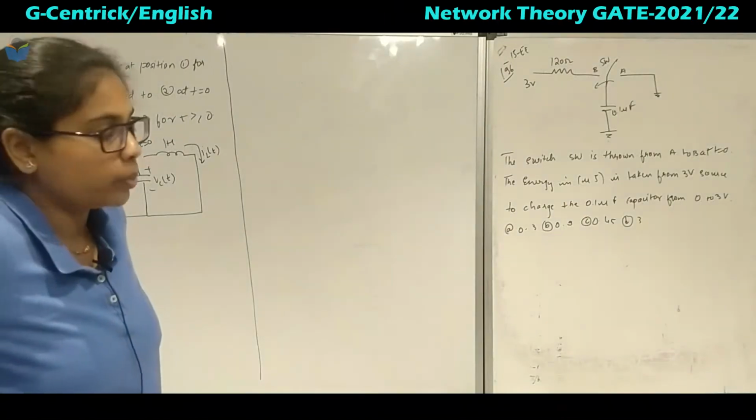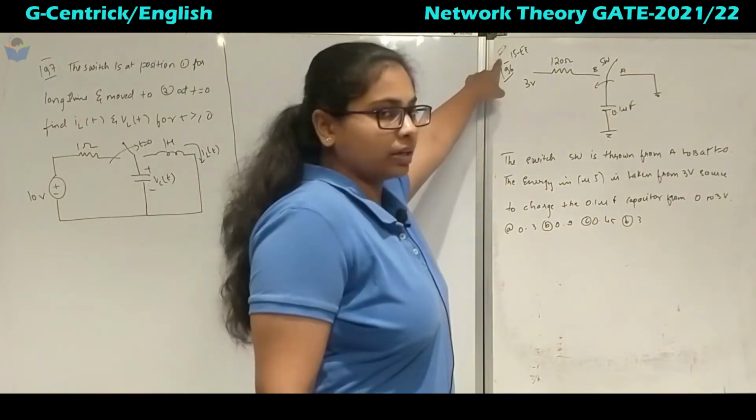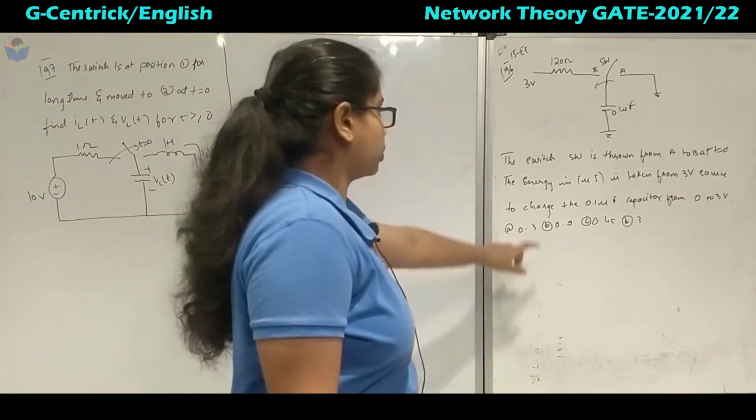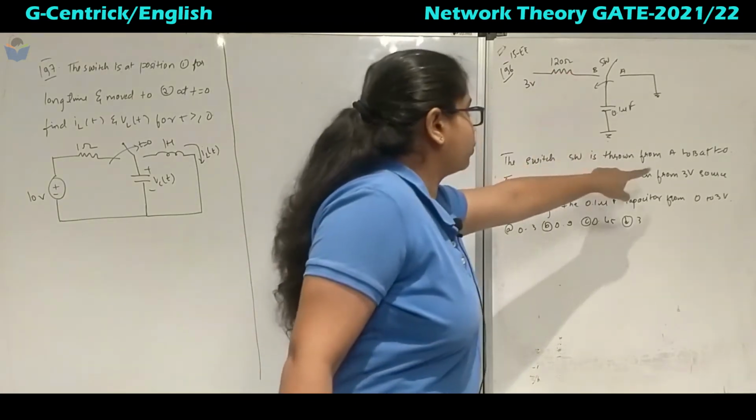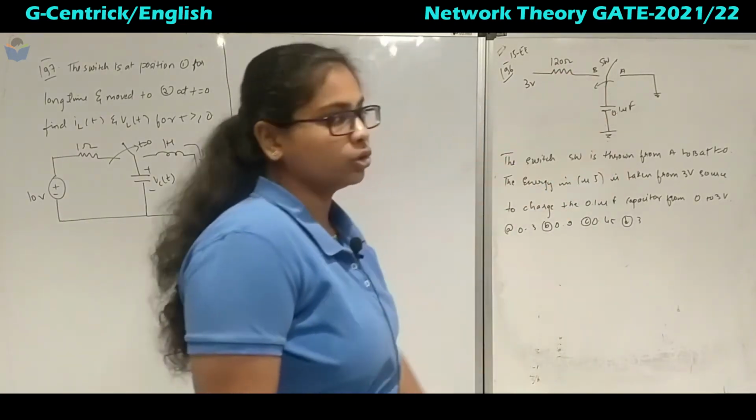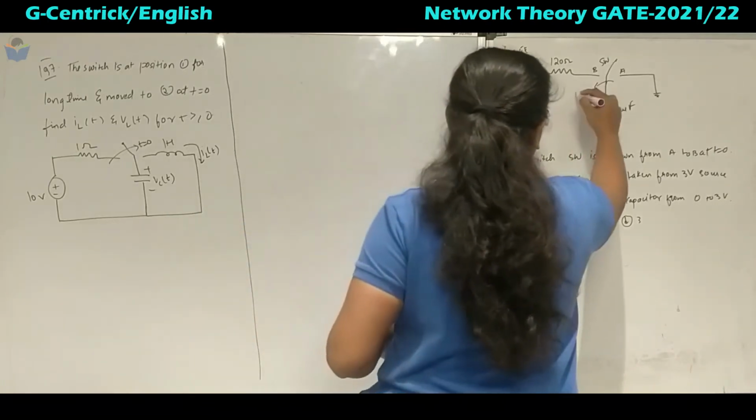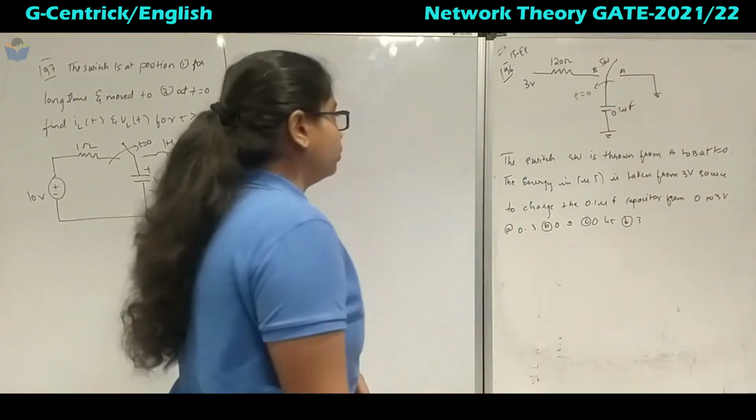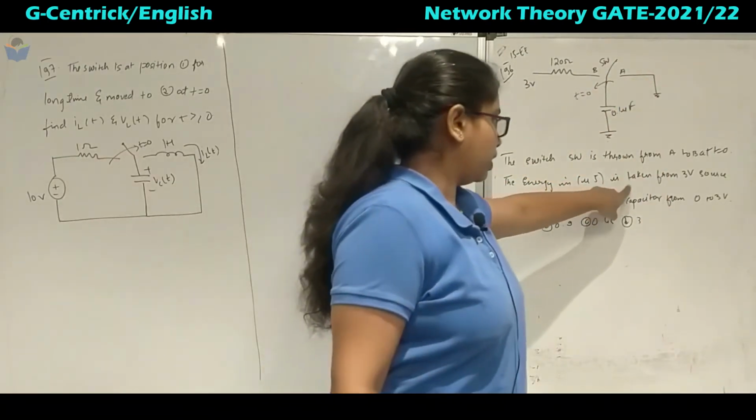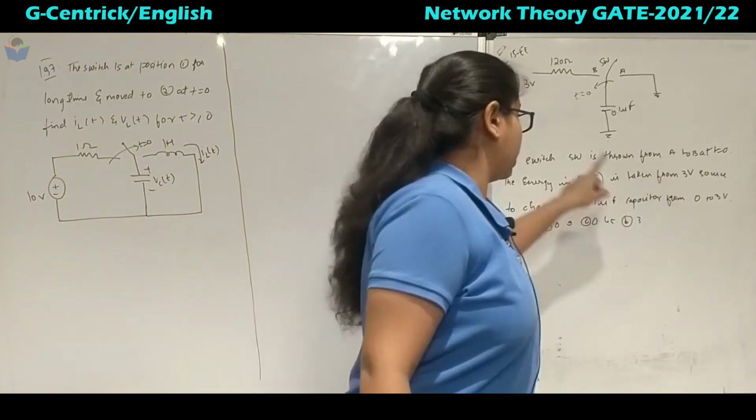So coming to question number 196, we have got it in GATE 2015 electrical branch. The switch SW is thrown from A to B at t is equal to 0. So at t is equal to 0, the switch is moving from A to B. They have asked for energy in microjoules from the 3 volt source.